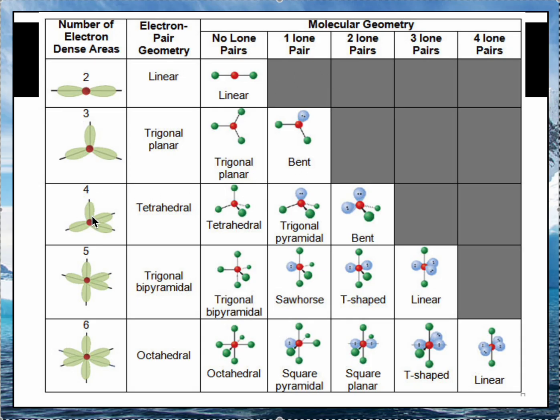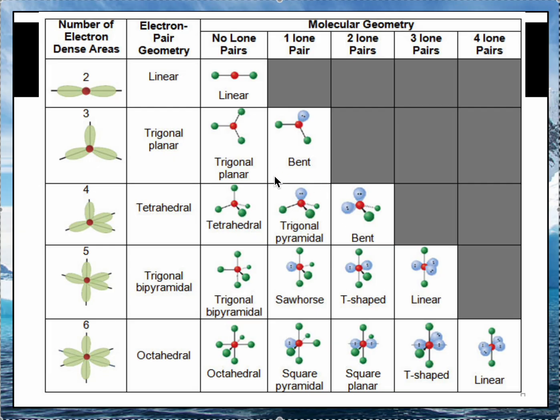Then you have tetrahedral, which has four bonds attached to the central atom. But if we take one away, we get trigonal pyramidal. And then if you take two away, you get bent. So if we look at water, water has an electron domain of tetrahedral, but has a shape of bent. If we look at ammonia, which is NH3, it has an electron domain of tetrahedral, but a molecular geometry of trigonal pyramidal.